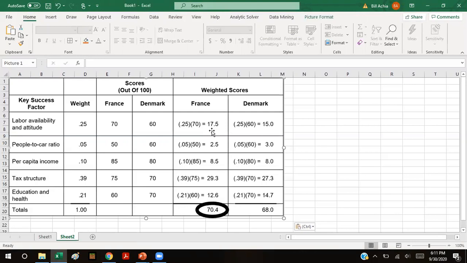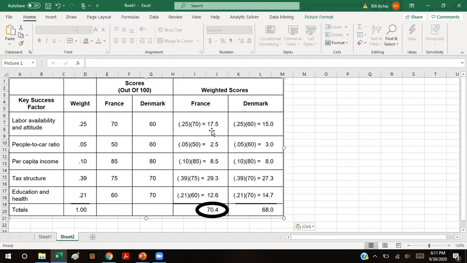And so they decided to come up with a bunch of key success factors. In this case, the availability of labor, the people to car ratio, the per capita income of the people, if that's something that's important for the sake of the people or customers being able to afford the product that's being sold. And then they also looked at how friendly is the tax structure of each country. And finally, the last thing they scored each other on was on education and health outcomes within a given nation.